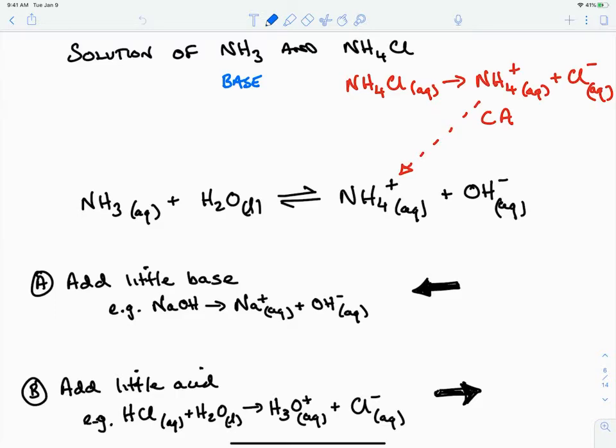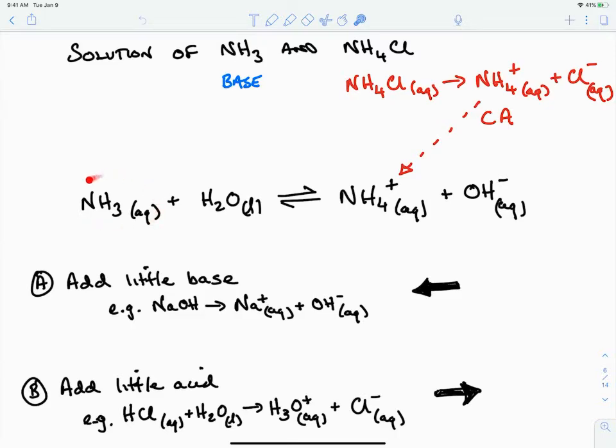So how about a basic buffer? A basic buffer would require a weak base and the conjugate acid of that weak base. So how do we determine what that conjugate acid would be? What chemical or substance could we add? Well, if we draw out this relatively standard reaction that we've talked about, here's a weak base, and we add it to water, it's in equilibrium with its conjugate acid, NH4 plus, because see there's only an H plus or proton difference between these, and of course it's producing hydroxide ion because it's a base.